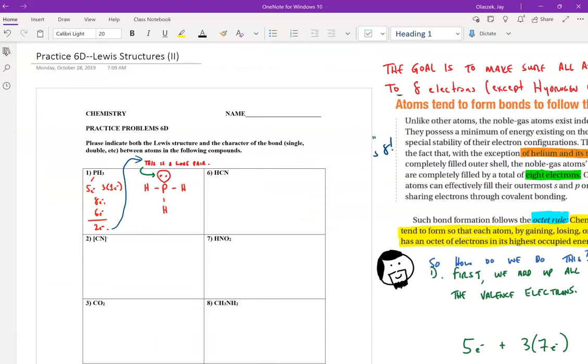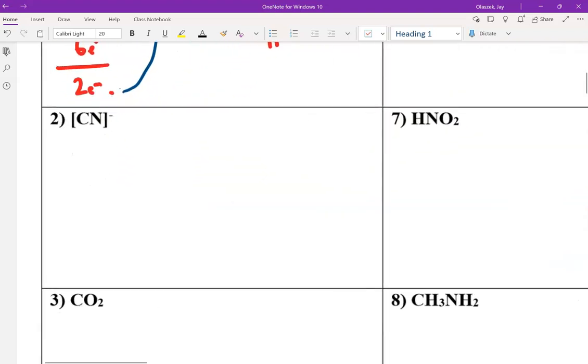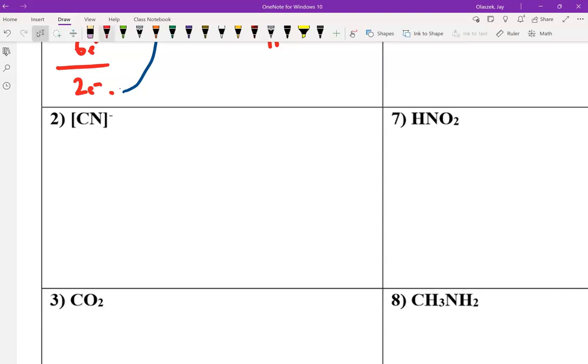Okay, this is the answer key to practice 6D. We're going to go right down from the top, and hopefully you'll all be set for our quiz tomorrow.